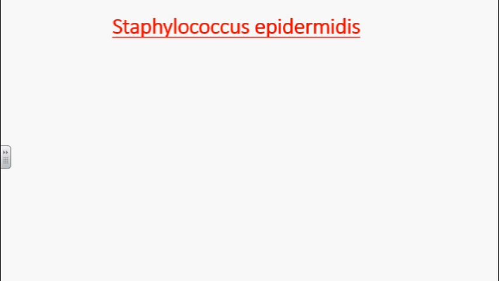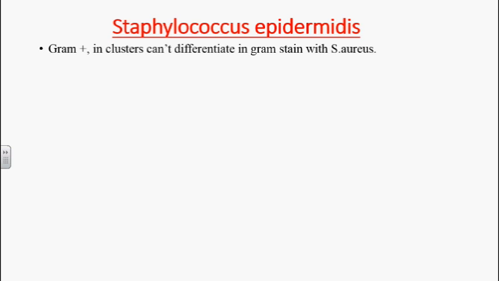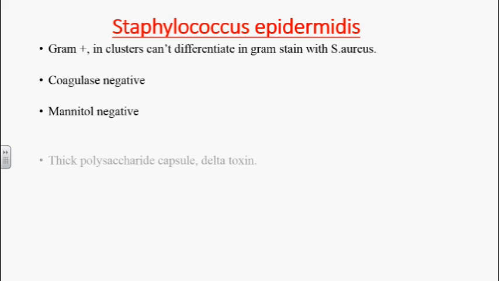Staphylococcus epidermidis. These organisms are gram positive in clusters, and they can't be differentiated from Staphylococcus aureus in gram staining. They look similar in gram staining. They are coagulase negative. They are mannitol negative. They won't ferment mannitol when compared with Staphylococcus aureus. Coagulase negative and mannitol negativeness is the primary differentiating feature between Staphylococcus epidermidis and Staph aureus.